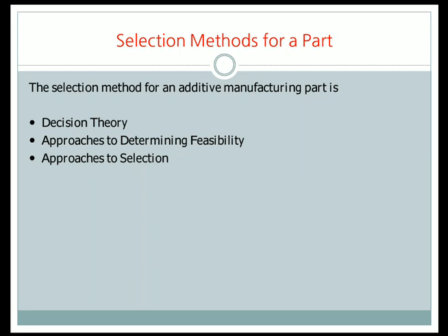So now today in this session we'll discuss how to select which method to be used for manufacturing, or what is the condition. Today we shall see that. So the selection method is based on three important points. First one is the decision theory, next is approaches to determining feasibility, and approaches to selection. So we shall see what it is in detail.